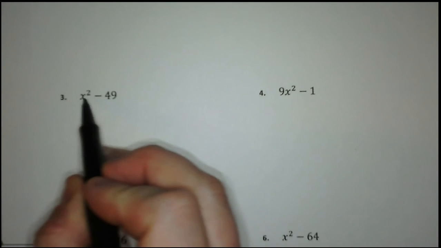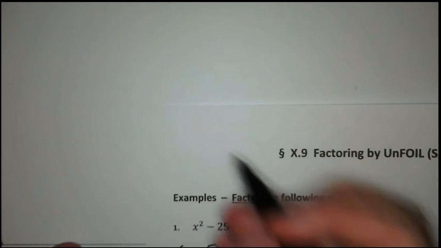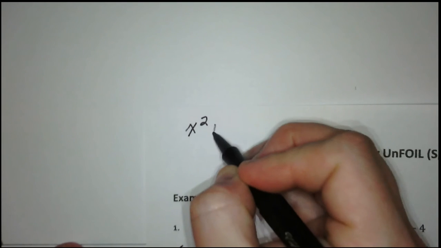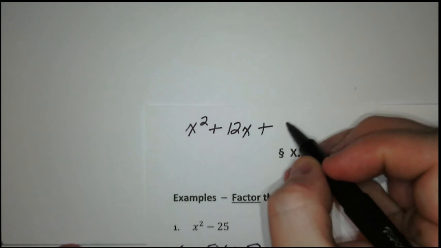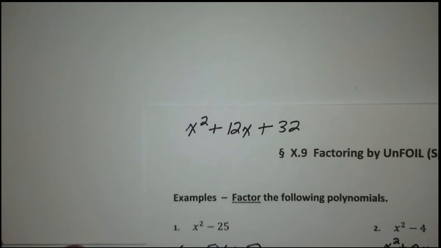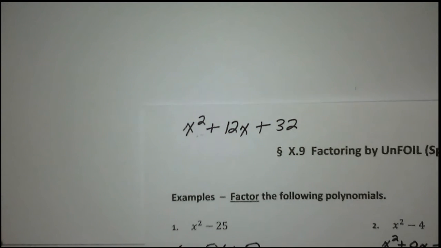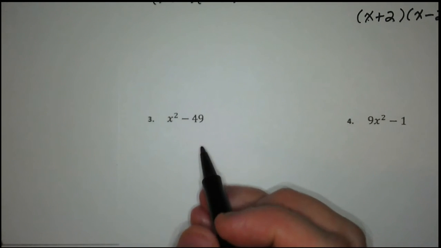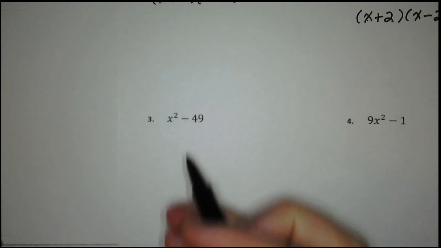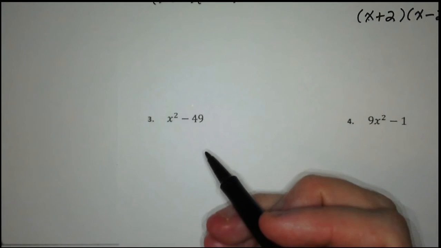Normally something that UnFOILs looks like this: 3 terms. That's how things normally look that are going to UnFOIL. So when you look at number 3, you're thinking, that's only got 2 terms. So literally the only way that this does UnFOIL is if it is the difference of two perfect squares.